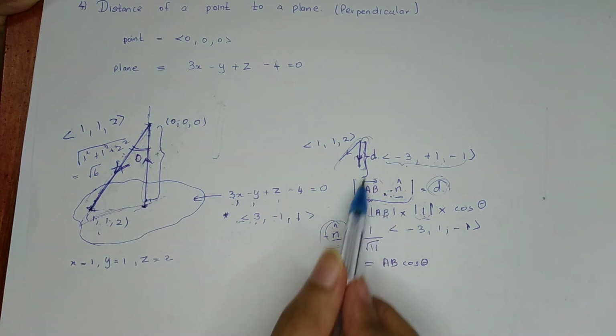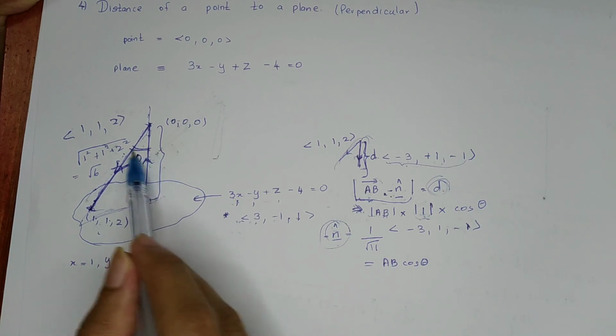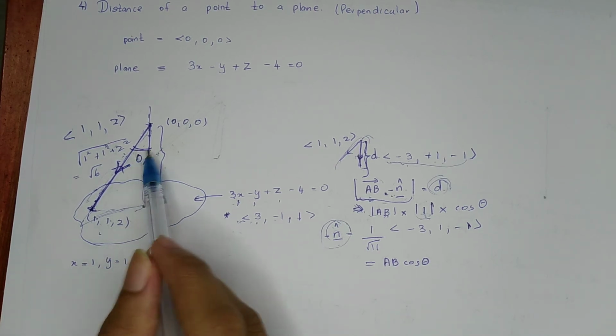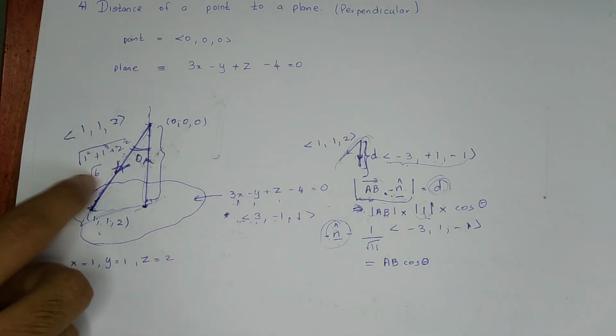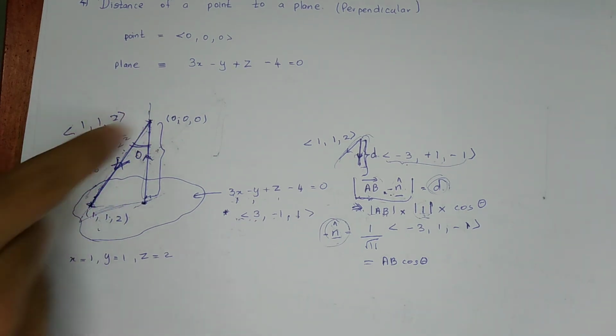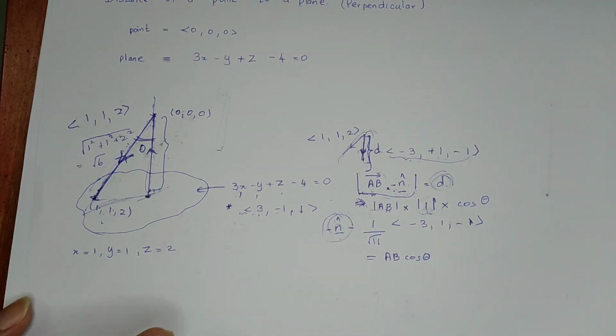However, it would be easy if you memorize this, otherwise it's not a problem. You can find the direction angle between these two by using the dot product. After that, you can simplify with root 6, the length of this AB. After that, you can use the trigonometric functions to find this.